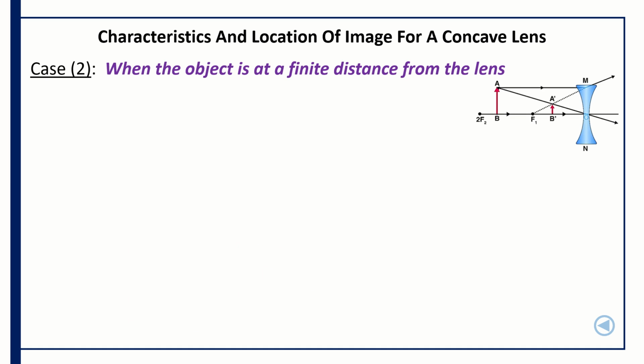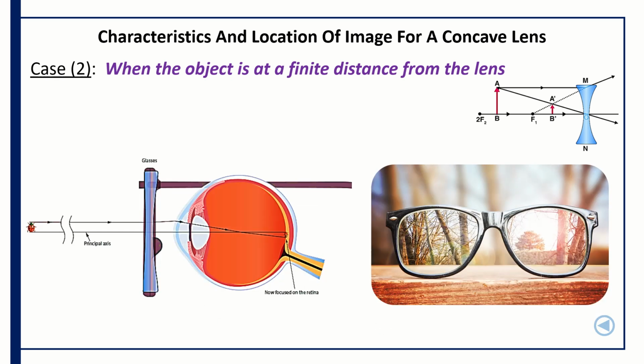Now, when the object is at a finite distance from the concave lens, what is the application? Here we are using it for the correction of our eyesight. So we get eyesight correction using concave lenses, right?